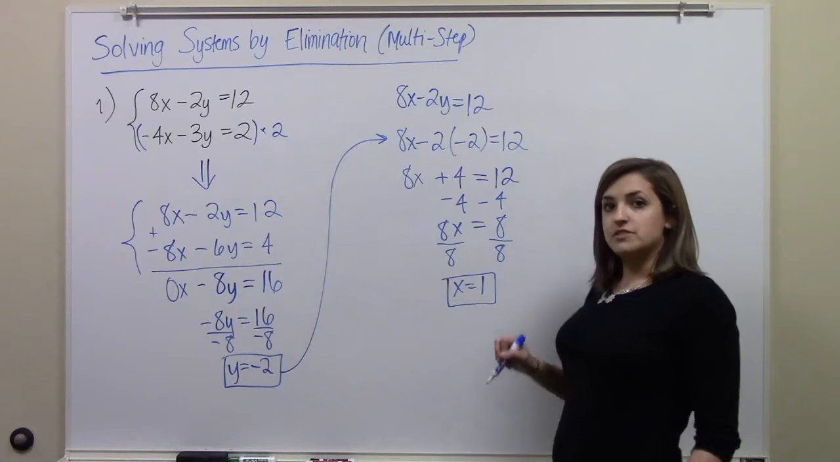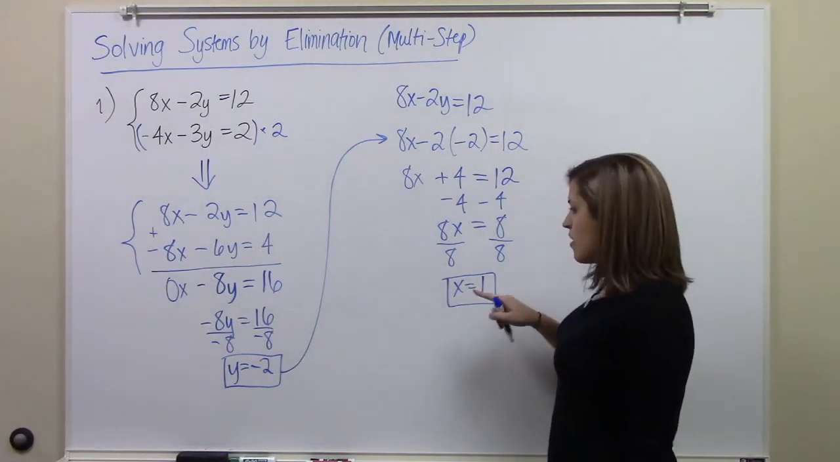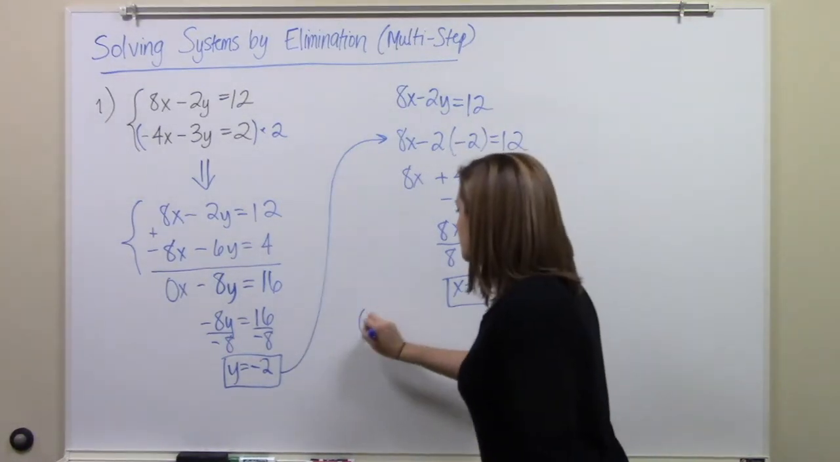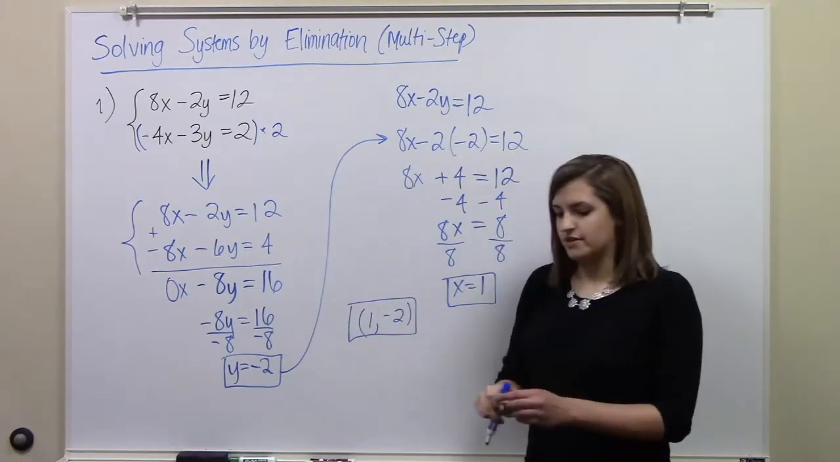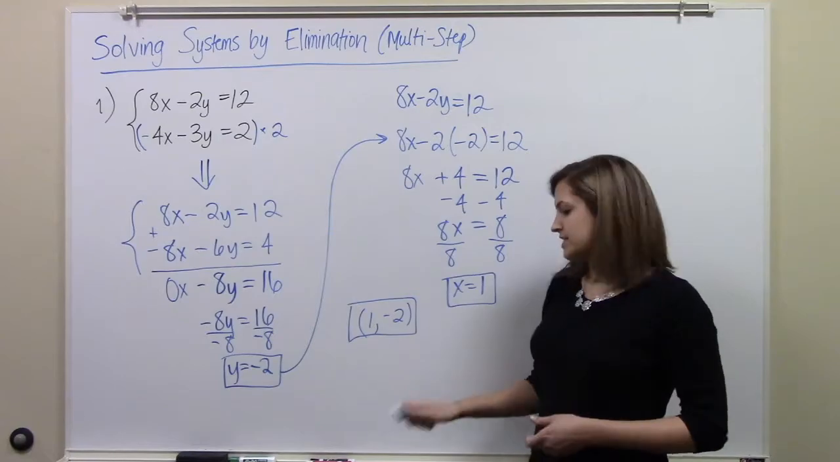Now, my solution is the ordered pair 1 comma negative 2. So 1, negative 2. And that is our answer. Okay, let's move on to a slightly different example.